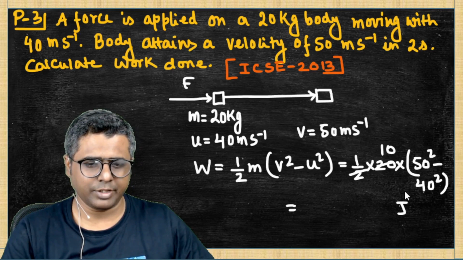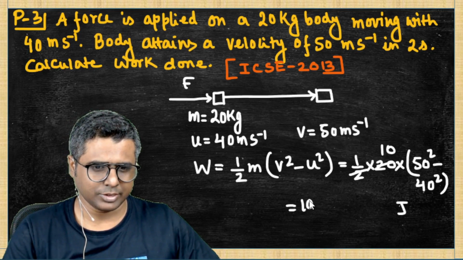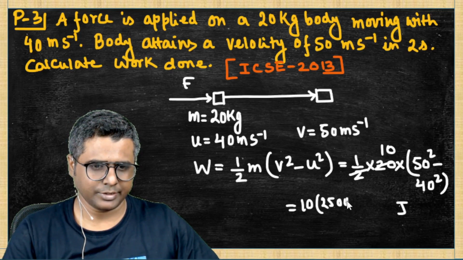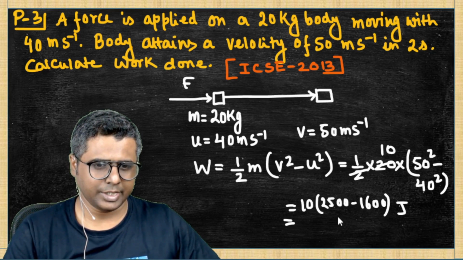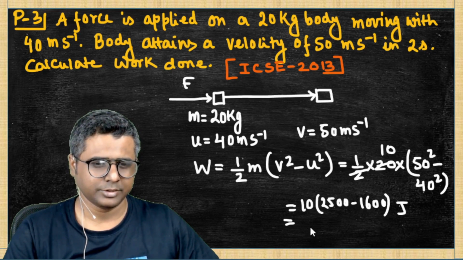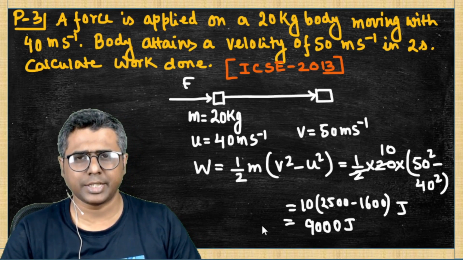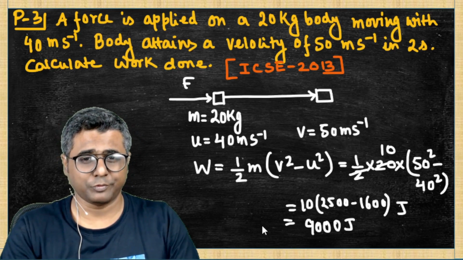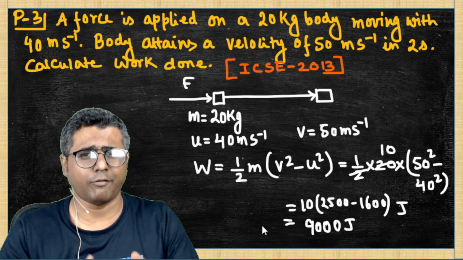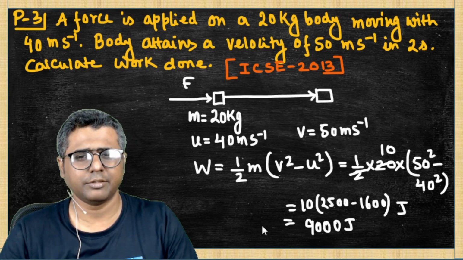50 square is 2500 and 40 square is 1600. So, you need to calculate this. This is a very easy calculation. 2500 minus 1600. So, 900, here it will come 900 into 10. So, 9000 joule will be the answer. So, this is a very simple application of work energy theorem. So, next problem. One by one we are solving problems, we are hovering around various concepts and various problems are getting solved by the only formulas that we have listed in the first board, right.